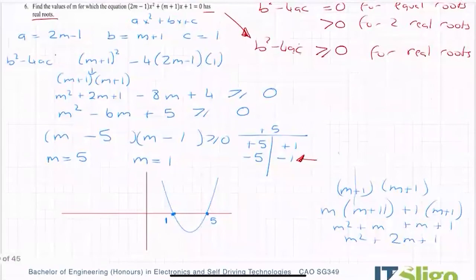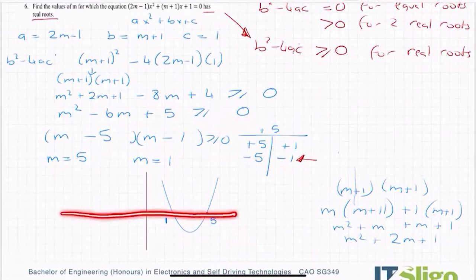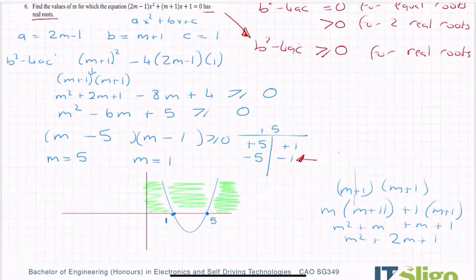And we want to know, where is this graph greater than 0? This is our 0 line. So it's greater than 0 anywhere up here. How do we describe that proportion of the graph? Well, that's when m is less than 1, because when m is less than 1, we're up here in this top half of the graph. So our solutions are when m is less than or equal to 1, and this graph is also above the line over here, when m is greater than or equal to 5.